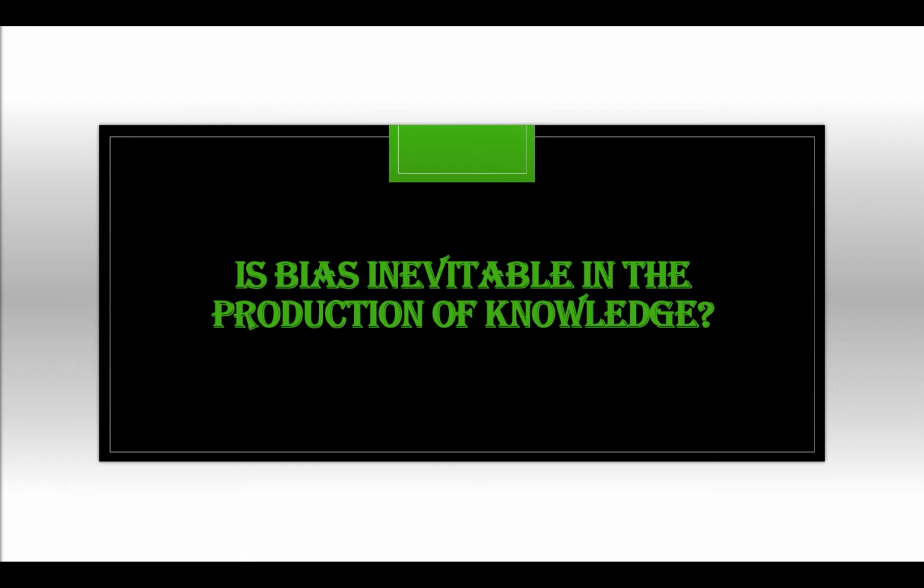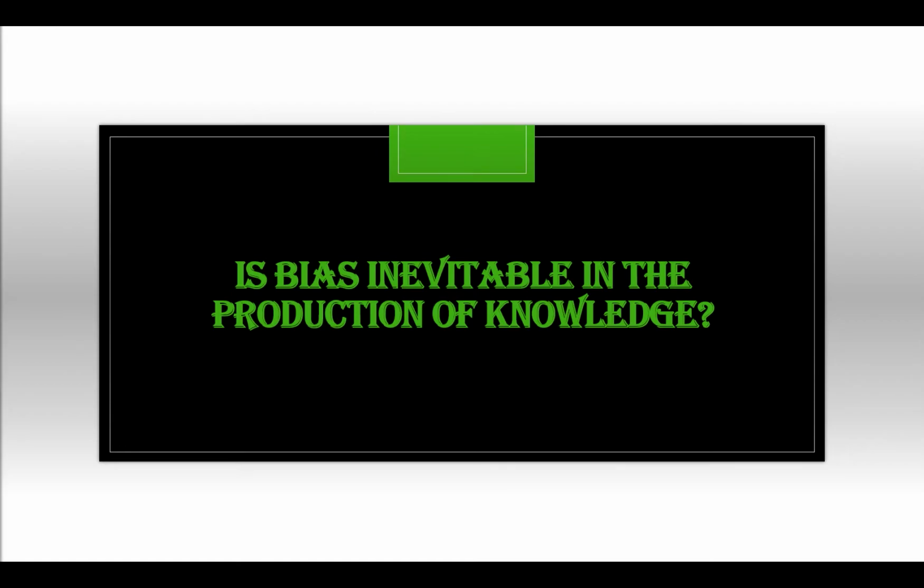Now, to answer the question, is bias inevitable in the production of knowledge? The answer simply is just yes. Bias can just never be eliminated no matter what. But we can do our best to avoid it. Even if we consciously attempt to be unbiased, our conscious mind will always have its preferences.